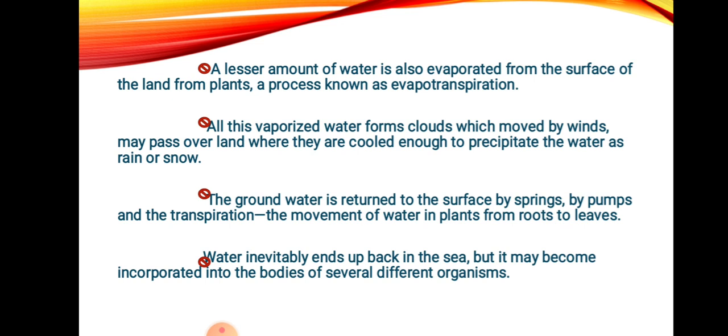All this vaporized water forms clouds, which are moved by winds and may pass over land, where they are cooled enough to precipitate the water as rain or snow. Then the groundwater is returned to the surface in the form of springs, by pumps and transpiration. The movement of water in plants from roots to leaves is called transpiration.